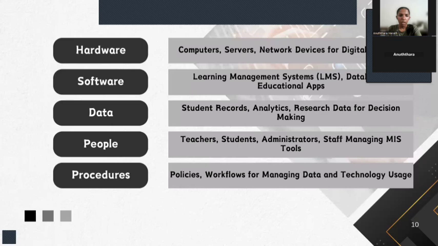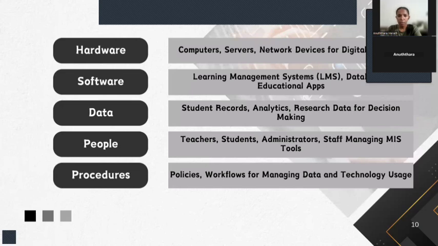The next key component is people, which encompasses students, teachers, administrators, staff members, and all the stakeholders of the education system. For example, universities' MIS portal allows students to access their schedules, grades, and exam timetables while enabling faculty to upload their lecture materials and track student progress.